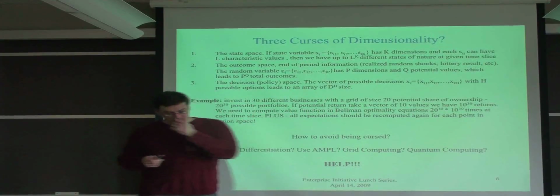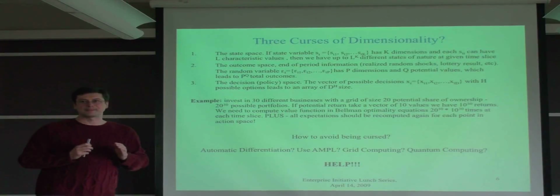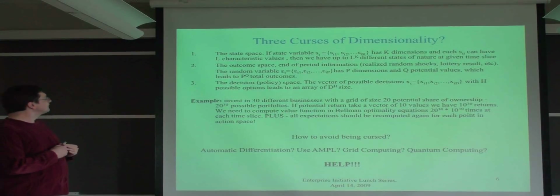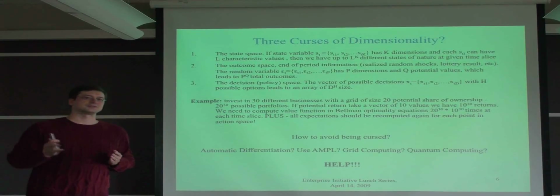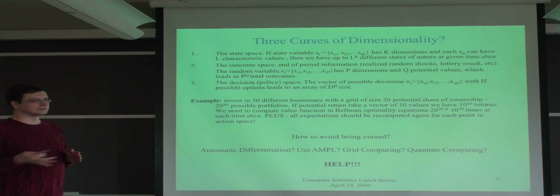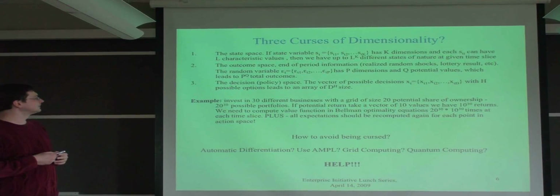And of course, on top of that, we have the famous three curses of dimensionality. Each time we try to decide what to do, we have a state variable. State variable in economics most often is a capital grid. It's most basic, and some of the models, but most of the models, have a capital grid.